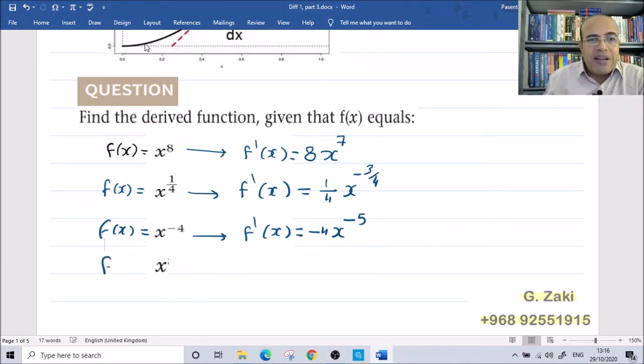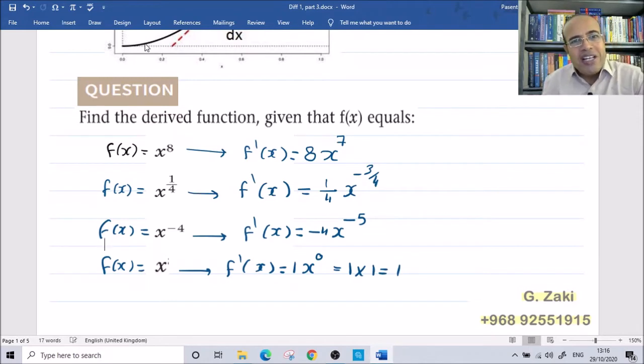What about this? f of x equals x. What is the power of x? If there is no number, it means 1. So f dash x, the power goes down. So there is a 1 here. So 1, and then minus 1 from the power. 1 minus 1 is 0. x to the power 0 equals 1. 1 times 1 equals 1. Generally, if it is x, the derivative of x is 1.